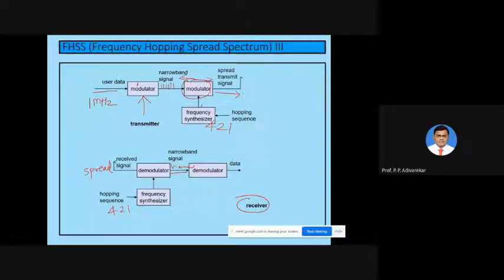Okay, so it will generate a narrowband signal which is of higher frequency compared to the original user data. From the narrowband signal, again we will use the carrier frequency, that is FC, to generate a frequency signal for the original user data signal. So the secondary modulator is responsible for downgrading the higher frequency signal to the original frequency of the user data.